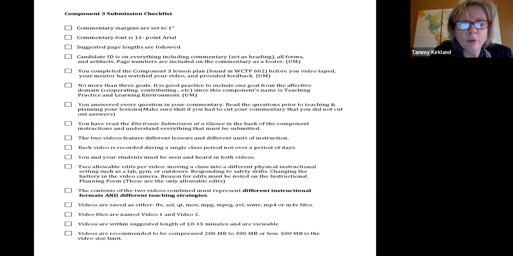Videos must come from different instructional formats and different teaching strategies. We'll elaborate a little bit more on that in a few minutes. You've got the different formats that can be saved as, and I think the last thing on here is pretty significant. Videos are recommended to be compressed to 200 or 300 megabytes, 500 megabytes being the video size limit. You probably will have to compress those.